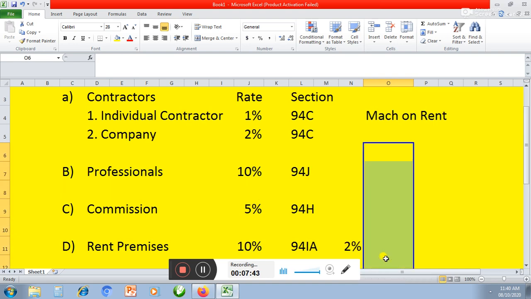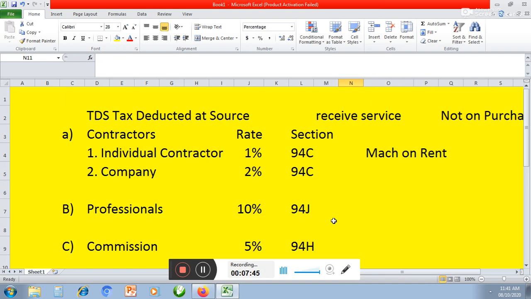So understood about the TDS? TDS is deducted only when we receive the service, from contractors. If I receive the service from the contractor, there are two types of contractors.